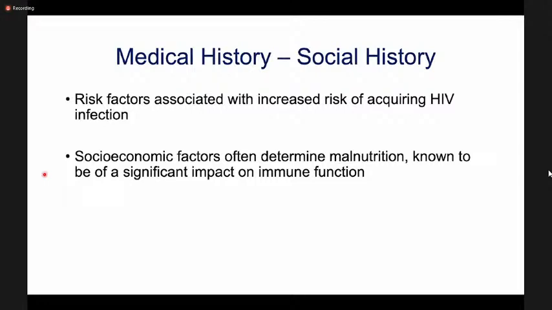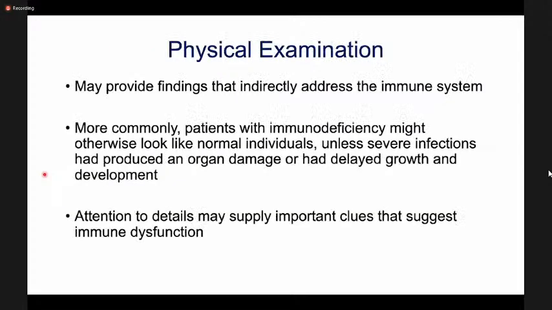For the social history, this is very important. I think we tend to put more emphasis on social history in pediatrics than in internal medicine, but it's important for both. For adults, you think about risky behavior that is associated with increased risk of acquiring HIV infection. In pediatrics, it's majorly socioeconomic factors that could be a risk for malnutrition, okay? And as I said, malnutrition is a very common cause of secondary immunodeficiency.